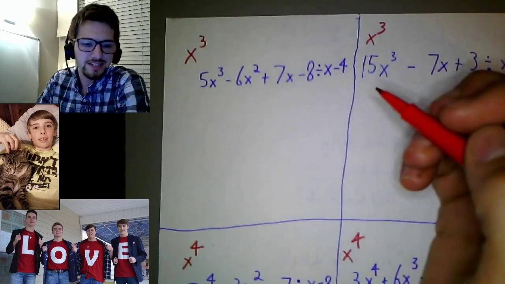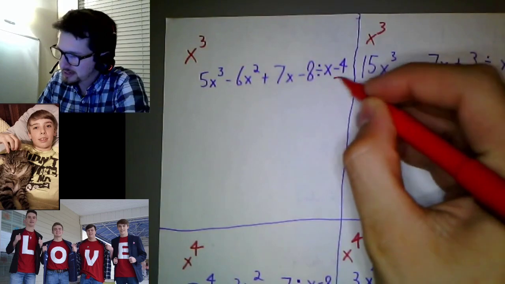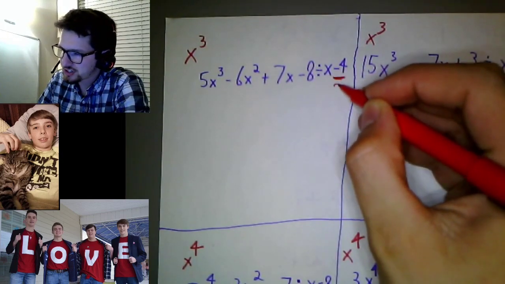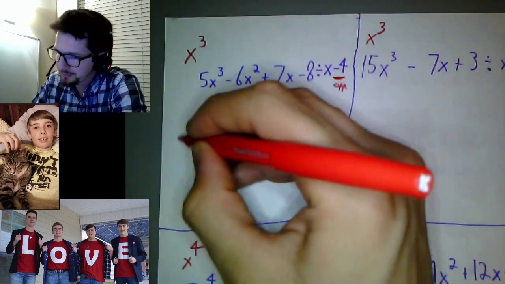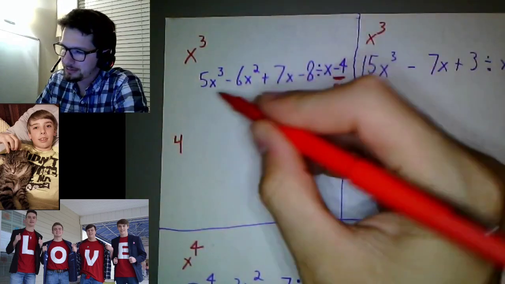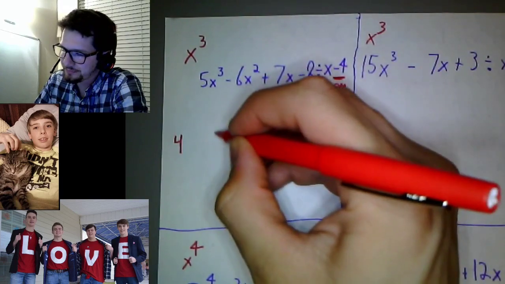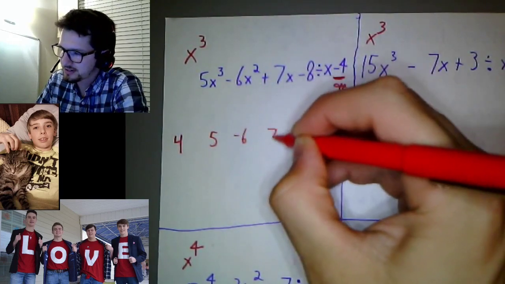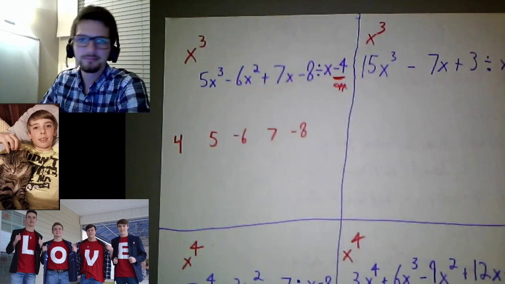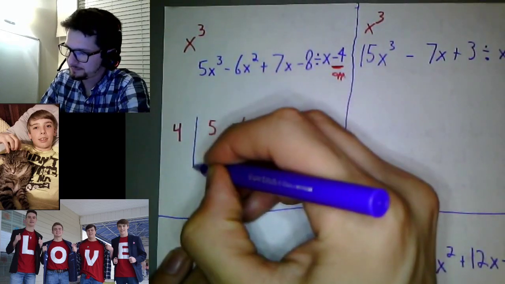Step 1, chill out. Step 2, write your number. What's my number? Minus 4, so that's going to change to the opposite. That'll be plus 4. Then I write all my coefficients. I have 5, negative 6, 7, and negative 8. Now I draw my L.